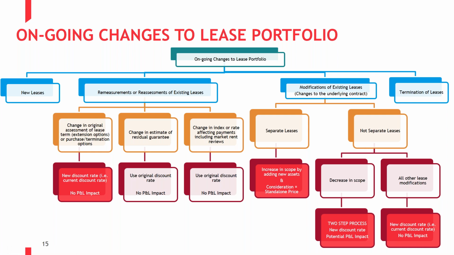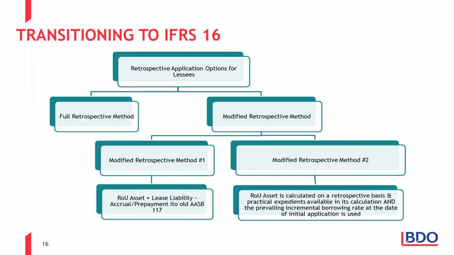But it's just to be aware of that. And then obviously the third big category I've got is if you transition to IFRS 16. When you transition to IFRS 16, as we've discussed previously, there are 3 different transitional methods. There's full retrospective method, and there's modified retrospective method 1 and modified retrospective method number 2. So how do these methods link with incremental borrowing rate?